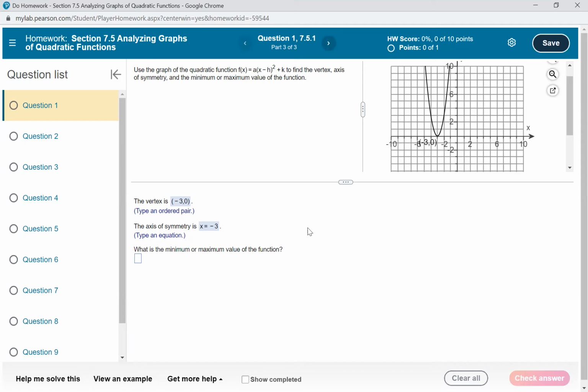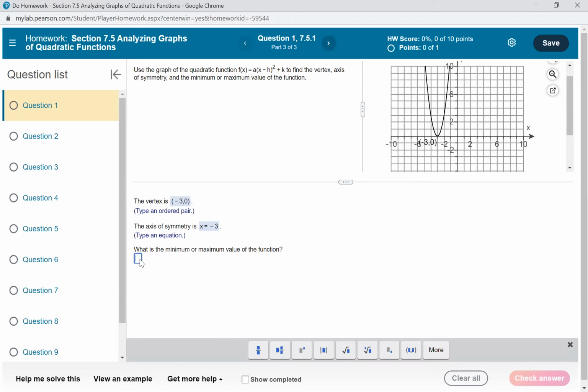And then it says, what is the minimum or maximum value of the function? Well, remember, the minimum or maximum value of the function is equal to the y value of that vertex. So my smallest y value is the y value of the vertex, which is 0. So you're going to put in your 0, check that, and be done. They're basically just giving you that one so you can get familiar with this vertex.